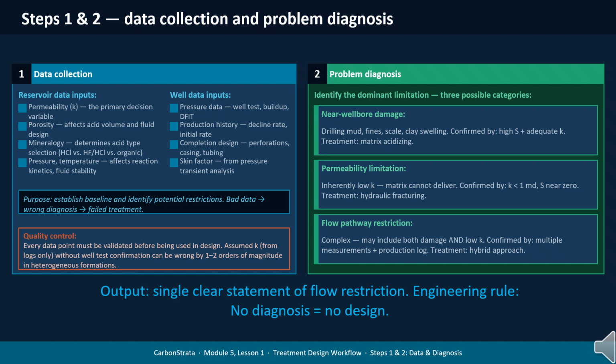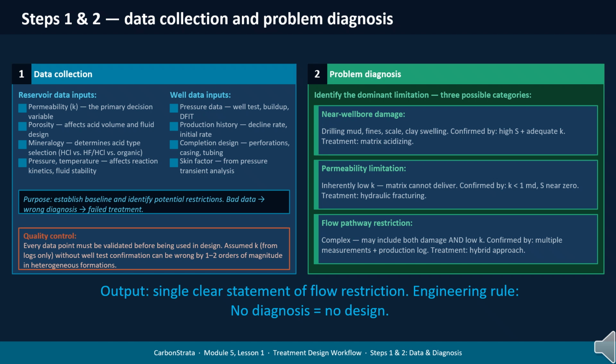Now move to the second part. Diagnosis. This is where most engineers fail, because they try to describe everything, instead of identifying one dominant limitation. Now look at the three categories: damage, permeability limitation, or combined flow restriction. These are not options. Only one can dominate the system.